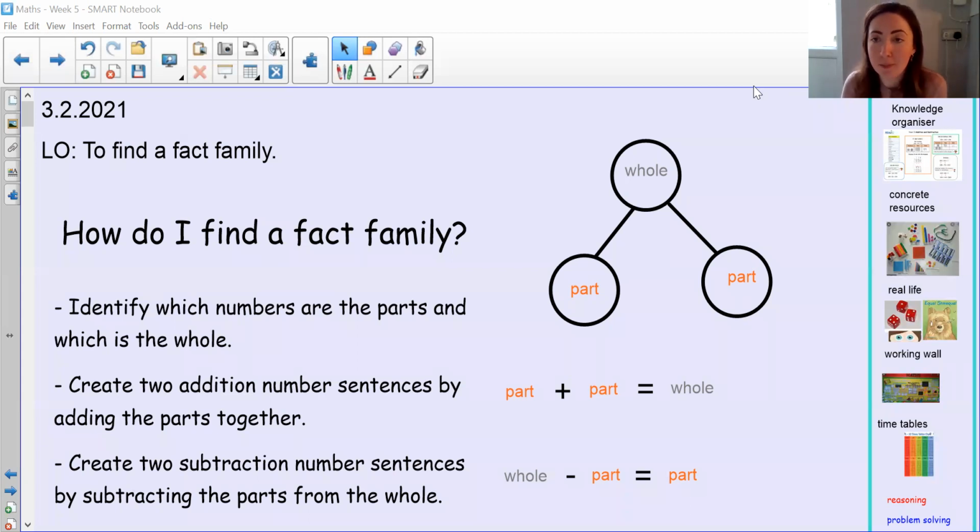We have already done this before, but that was with numbers to 10, and now we're working with numbers to 20. So you might be wondering or trying to remember, how do I find a fact family? Our success criteria is to identify which numbers are the parts and which is the whole, create two addition number sentences by adding the parts together, and then create two subtraction number sentences by subtracting the parts from the whole. The fact family is all to do with the numbers and how they are related to each other. We'll be doing it with three numbers and finding the different ways of representing those numbers in subtraction and addition number sentences.